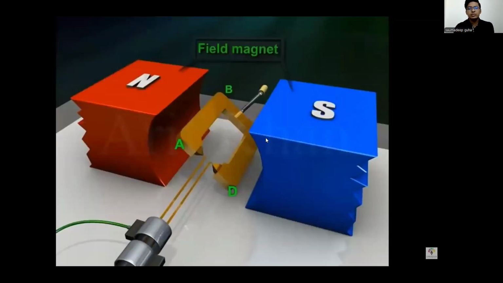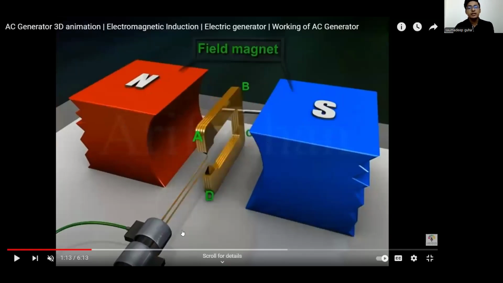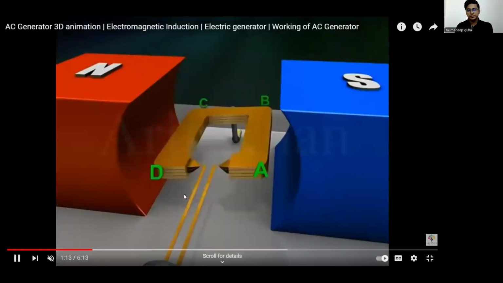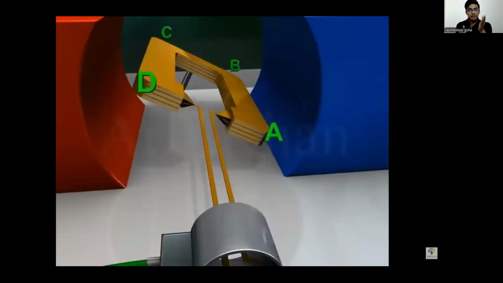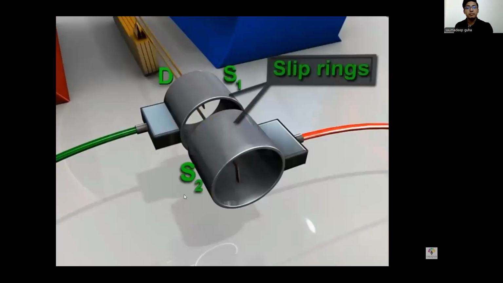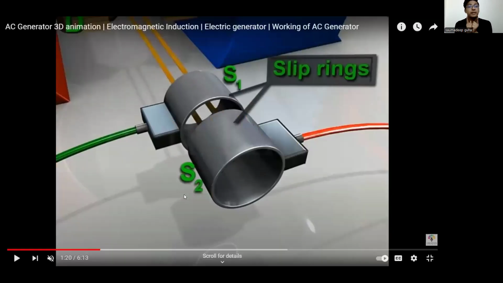Now with the circuit, can you see over here? With the circuit, there are two rings connected. So let us see the different parts. Now these highlighted parts are the magnets. These are the slip rings. Remember, these are not split rings. Split rings are used in DC motors. Slip rings are what we use in AC generators.